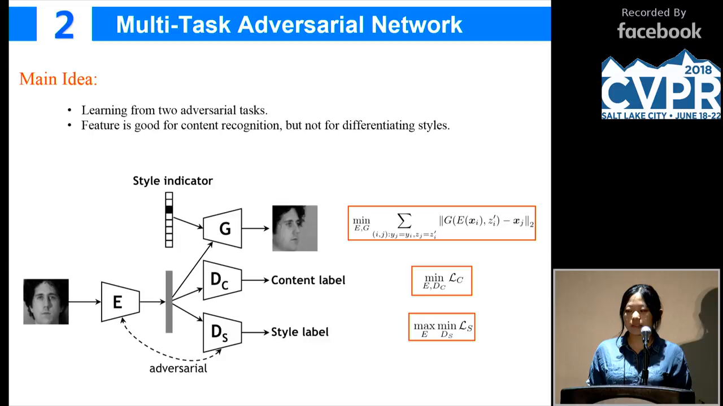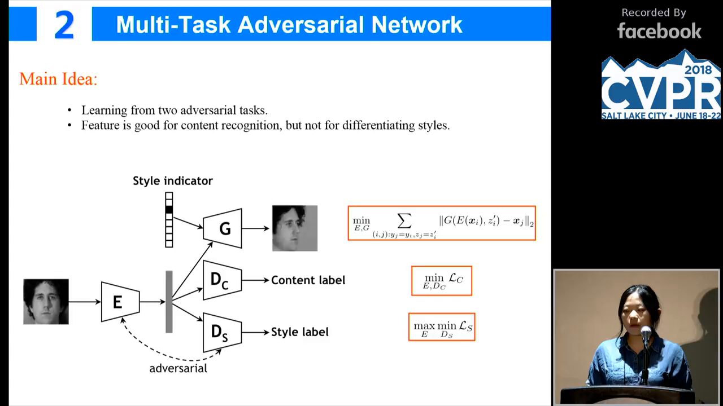The main idea here is we want to learn from two adversarial tasks. We want to learn a feature that is only good for content recognition, but not for differentiating styles. It contains four components: an encoder, a generator, and two discriminators. An image is first fed into the image encoder to achieve its target representation. It could be used as the input for both content and style discriminators, DC and DS here. The encoder and the content discriminator work cooperatively to minimize the classification loss driven by the content label, while the encoder and the style discriminator work in an adversarial game, which could be formalized into a minimax problem.